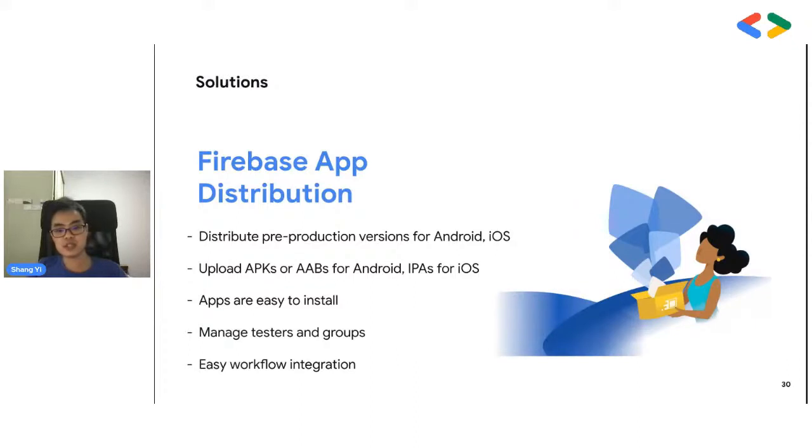What does it do? It allows you to release pre-production versions of Android and iOS. So rather than sending APKs on Google Drive or through Slack or through some other forms, you can just upload it to Firebase App Distribution, and your testers or whoever needs it can just download it from there. They don't have to bother you so much.